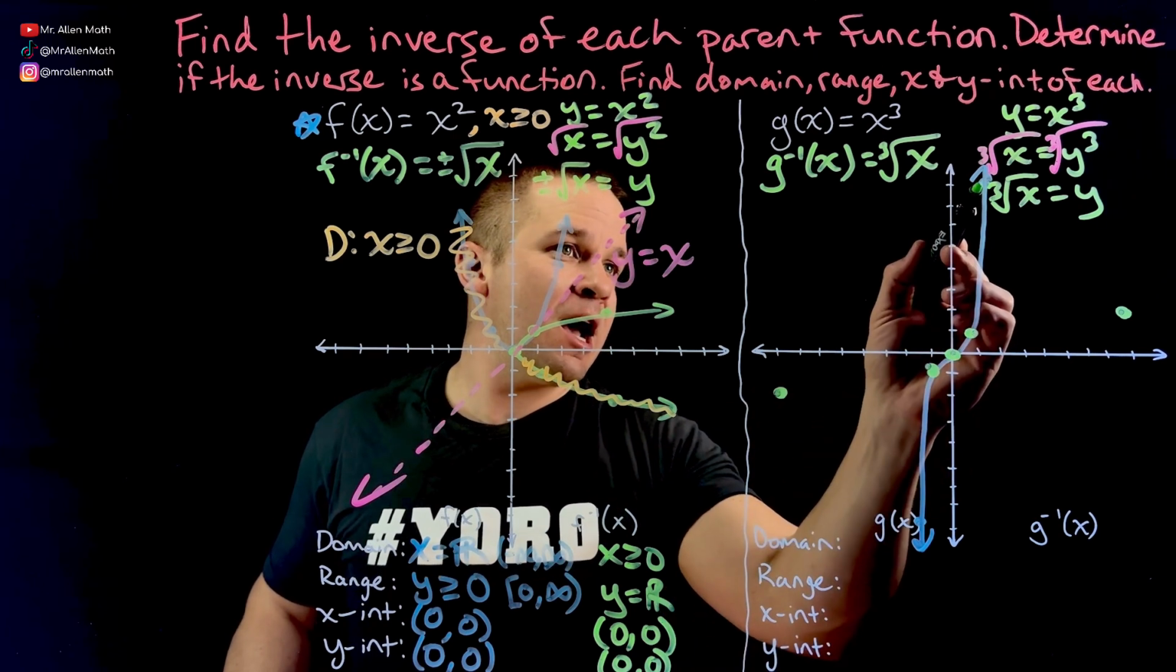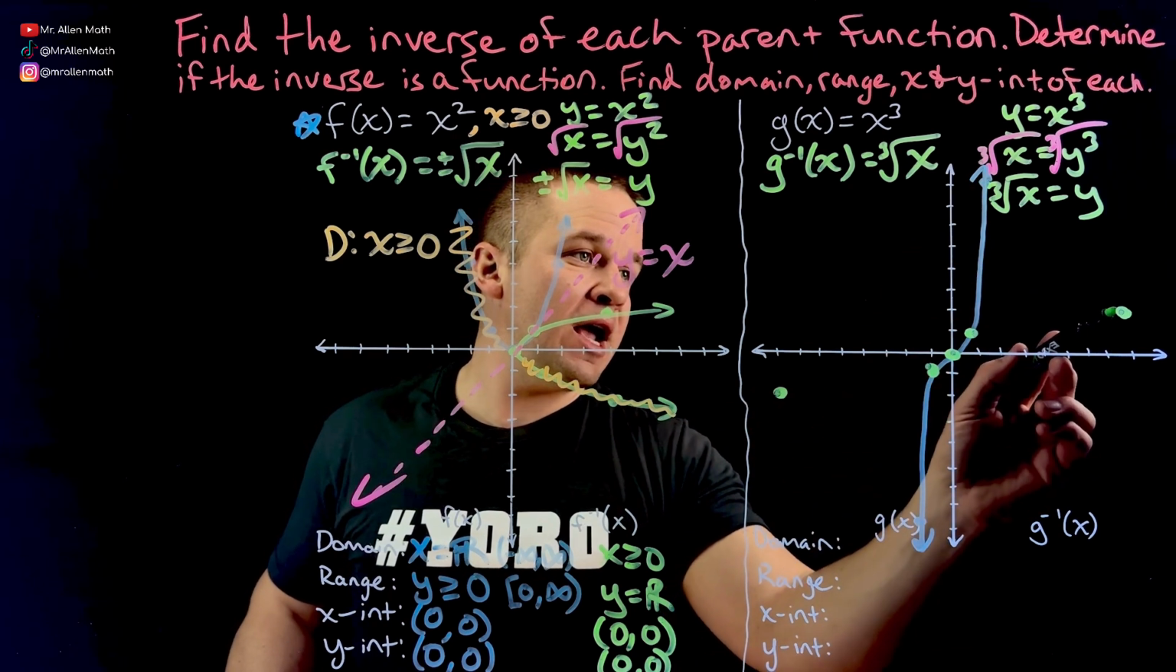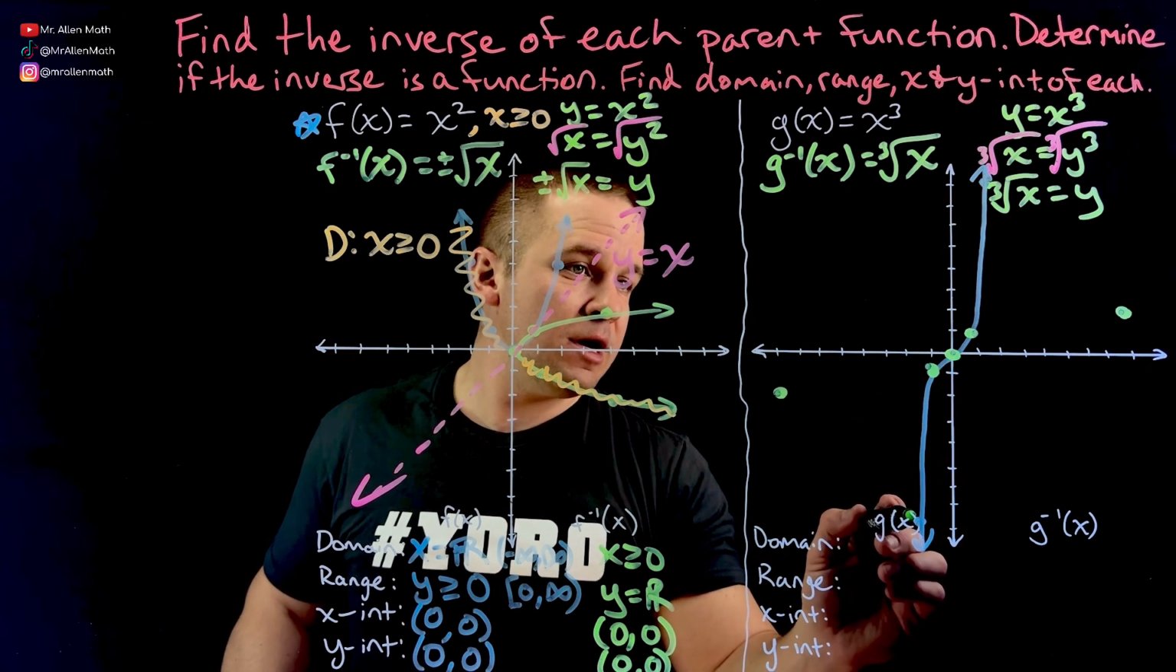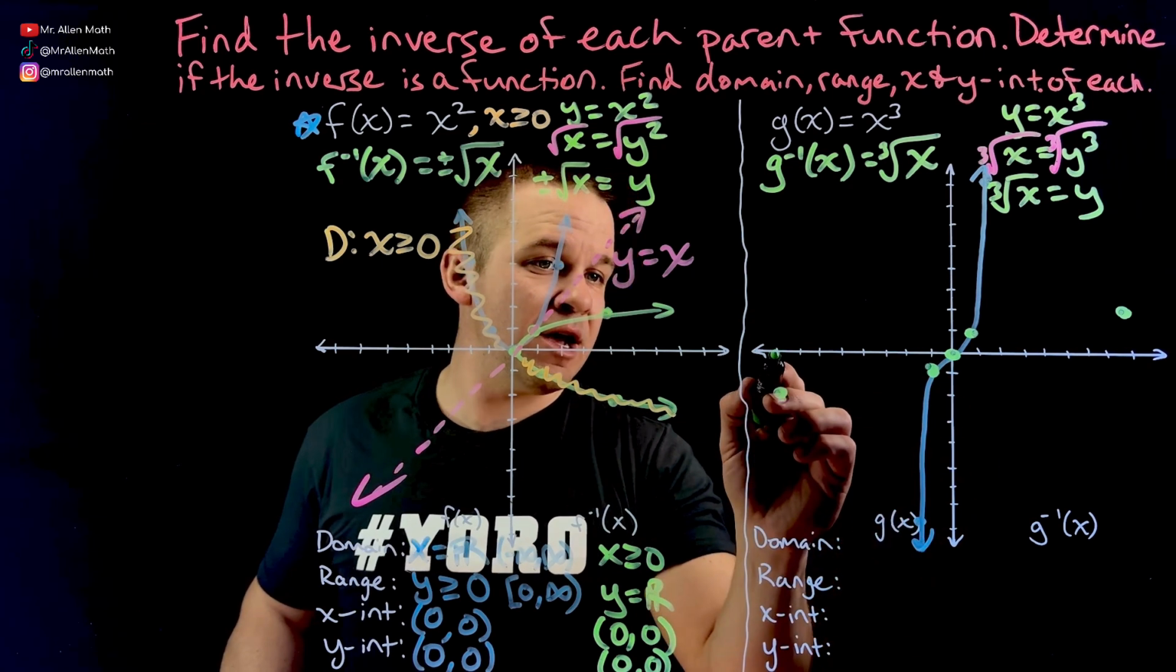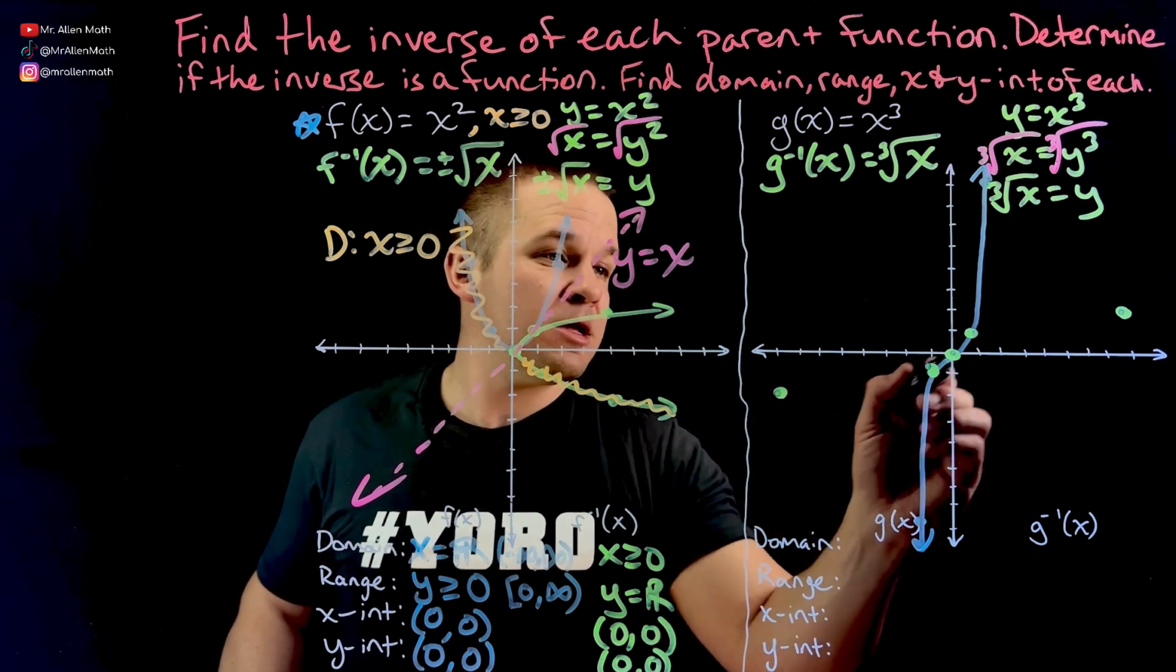And look at that. I have 2, 8 here. I have 8, 2 here. I have negative 2, negative 8 here. I have negative 8, negative 2 right here. Now I'm going to connect these dots.